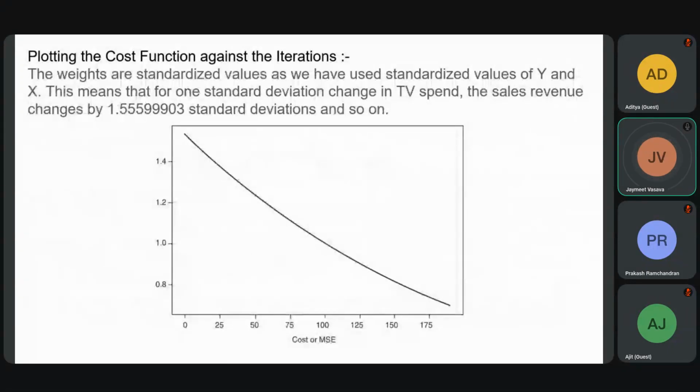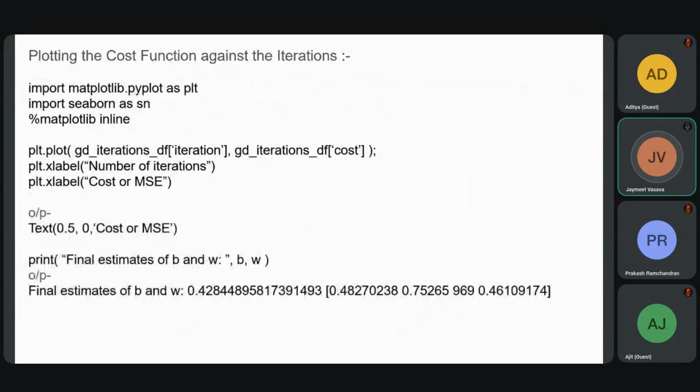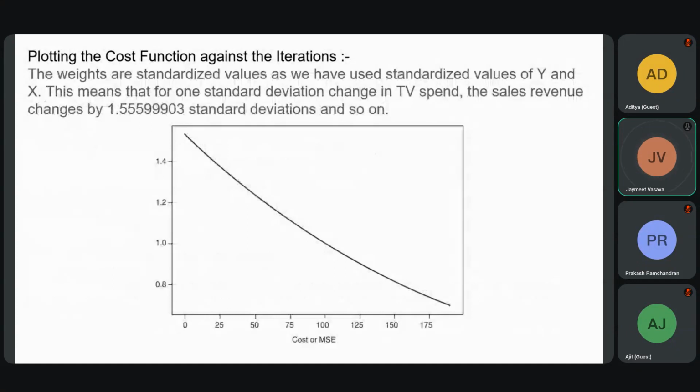So this is the plot that we get for the cost function against the number of iterations, and you can see that our cost keeps on declining further. So we'll be checking it further too, whether it declines further or not. And also the weights are standardized values, as we have used standardized values of y and x. This means that for one standard deviation change in TV spend, the sales revenue changes by 1.55 standard deviations, and so on.